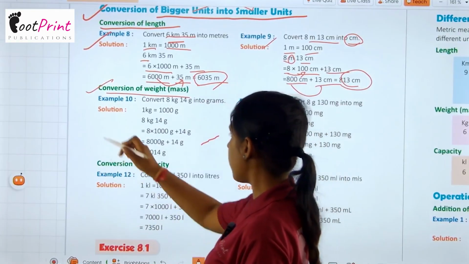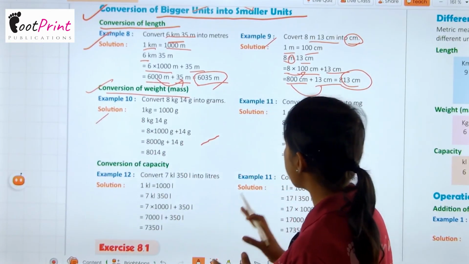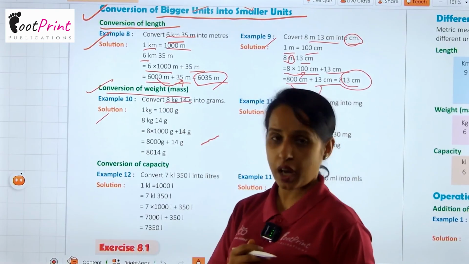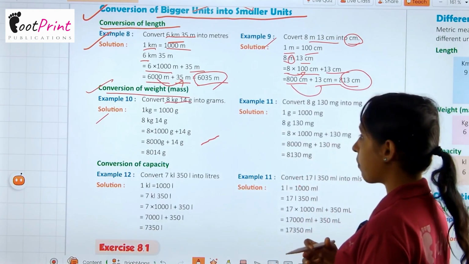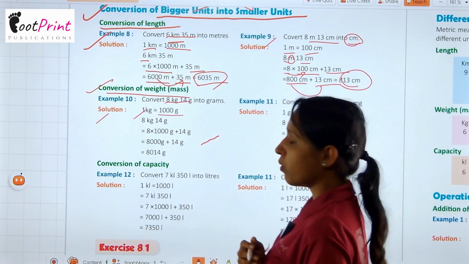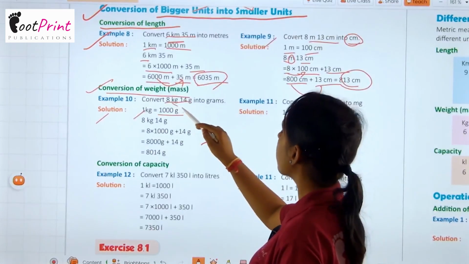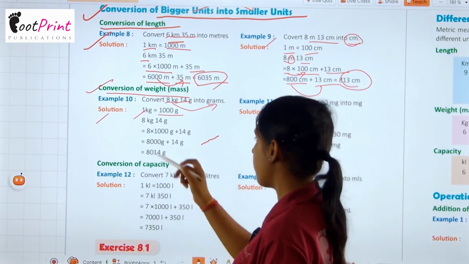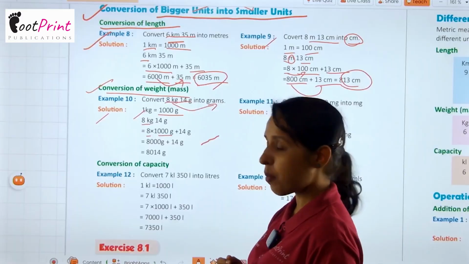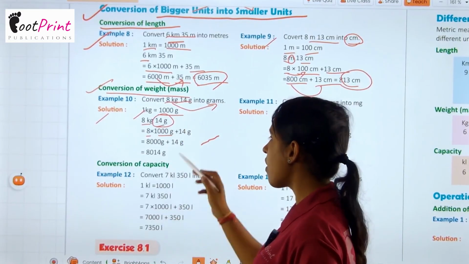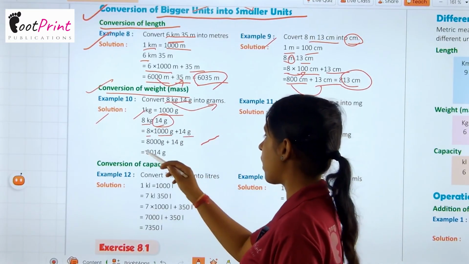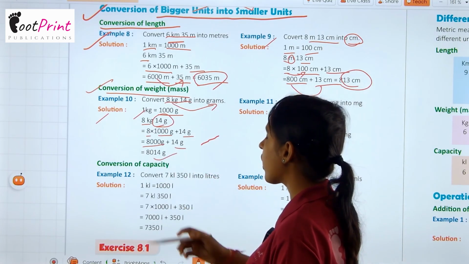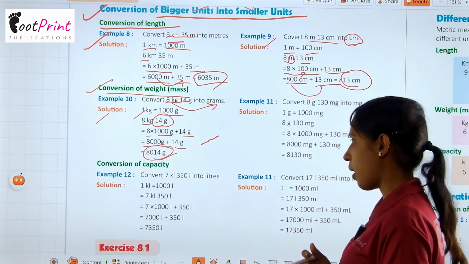So example number 10, convert 8 kilogram 14 gram into grams. Now we have 8 kilogram 14 gram and we have to convert it into gram. We know that 1 kilogram equals 1000 gram, and here we have to convert a bigger unit to a smaller unit, that's why we will multiply. Here we have 8 multiplied by 1000 gram, and 14 gram is already here, so we write it as it is. Here we get 8000 gram plus 14 gram, and by adding we get 8014 gram.